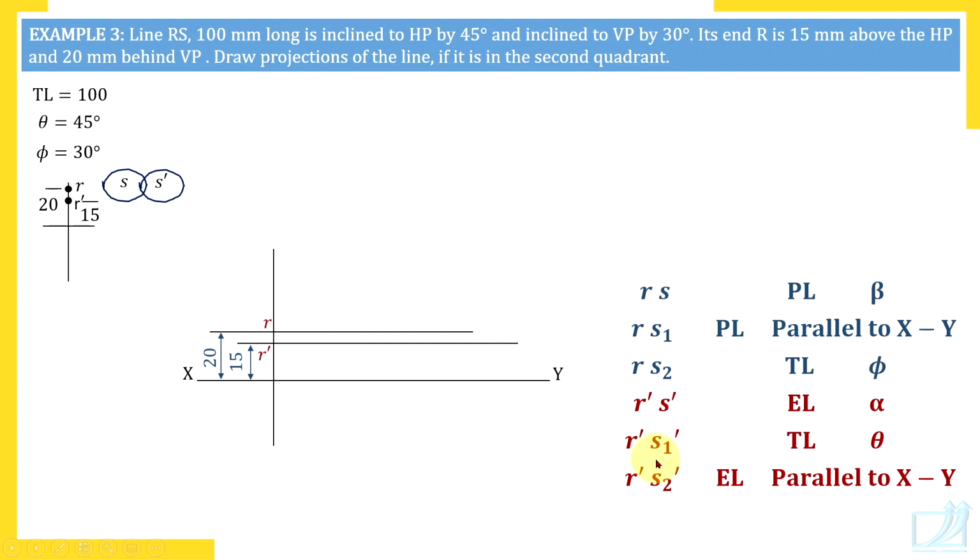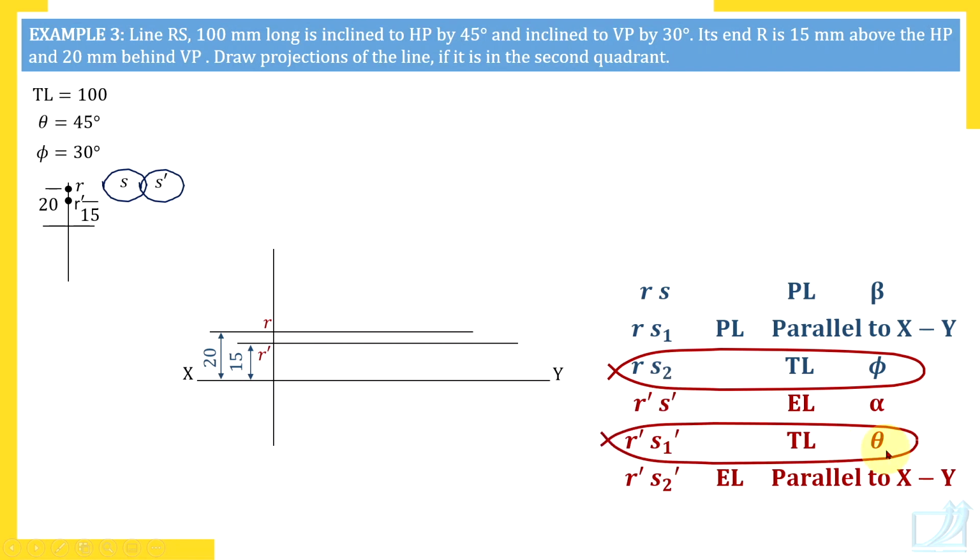That's very important. Okay. Now check using data out of these 6 views, which view you can draw. True length and phi given, that means we can draw RS2. True length and theta given, that means we can draw R dash S1 dash. Okay, so we'll draw these 2 views. And both angles phi and theta you should measure upwards because the other end is in the 2nd quadrant. Had it been given point S in 4th quadrant, we would have measured both these angles downwards.